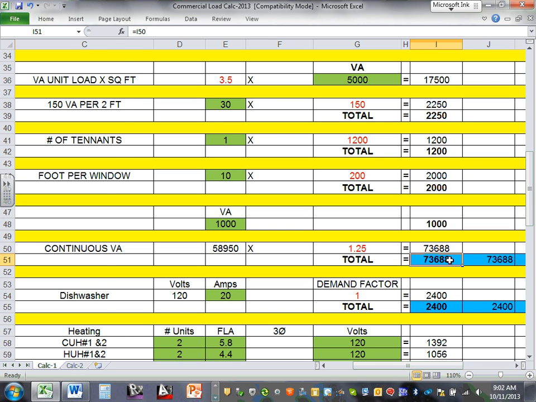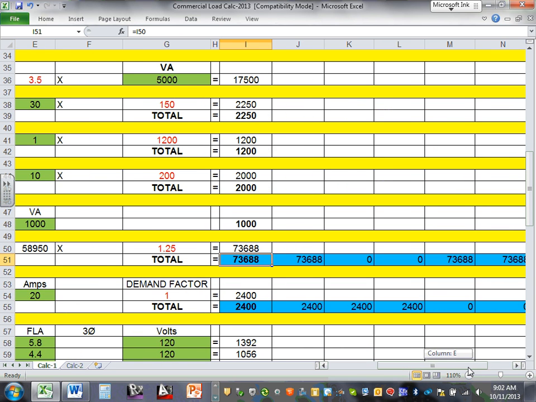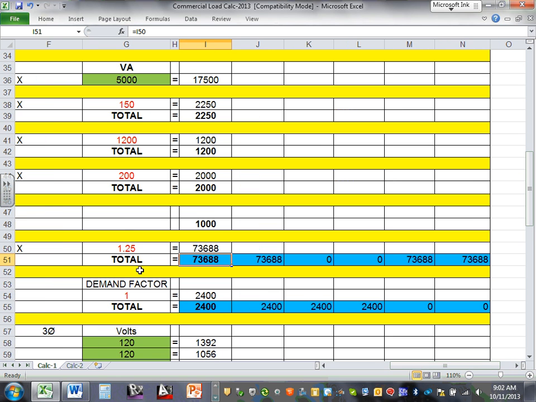That's what you get when you multiply it by 1.25. Then that's 73.7, or 73,688. Can you guys see that number here? That's the demand for the light for this building. By the way, these numbers are examples only. If you follow them, you're good up to 70%. You might have to tweak them later on, guys, but we'll give you at least the math up and running.